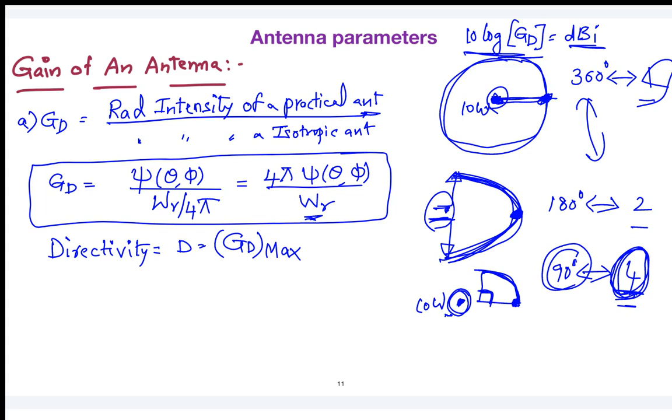Okay. So the next case was the power gain. This is very important. You can see here, the power gain is basically the same definition: the radiation intensity of a practical antenna divided by the radiation intensity of an isotropic antenna, by considering the input power.